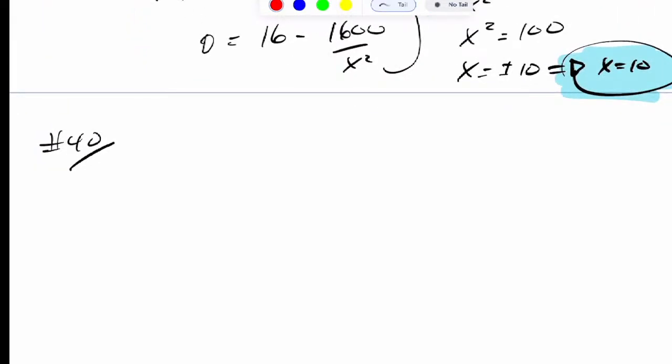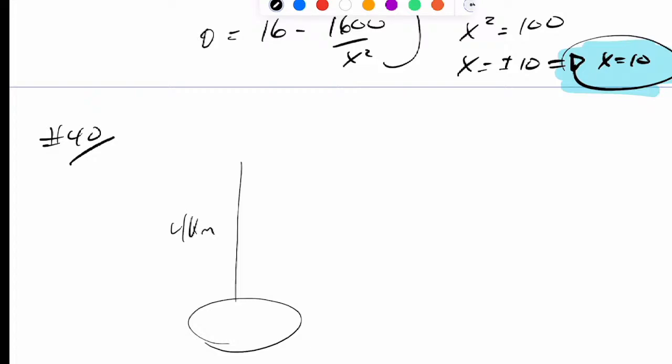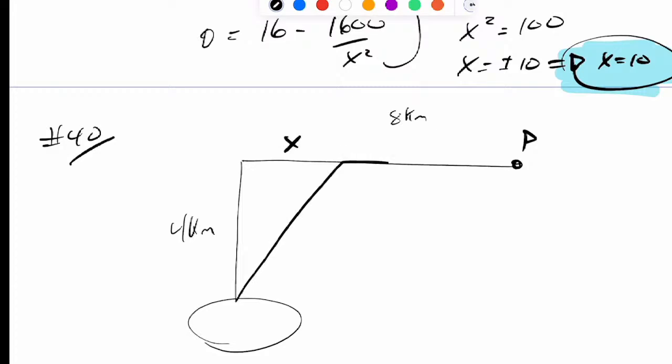Number 40 here. Okay, this is a cost of a power line question. So you've got an island. It's 4 kilometers from shore. And then down the island, a power station is 8 kilometers away. We've got a power station here. So similar setup to what we've done. And underwater is 3 times more expensive than ground. So you've got the same idea.